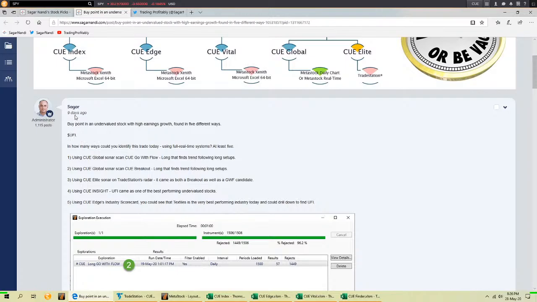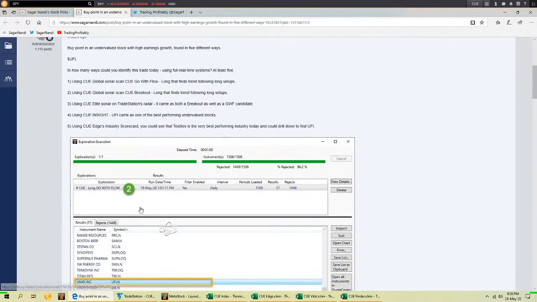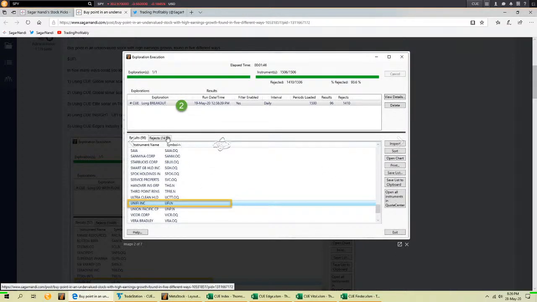I identified UFI as a long candidate buy point in an undervalued stock with high earnings growth, found in 5 different ways. 9 days ago I shared it. How could I find it? I could find it from the Q Go with Flow long scan from Q Global Metastock, because Metastock doesn't need to wait for the candle to be closed. We can use the Explorer. UFI came in that list. I could find it from a long breakout scan. UFI came there also.